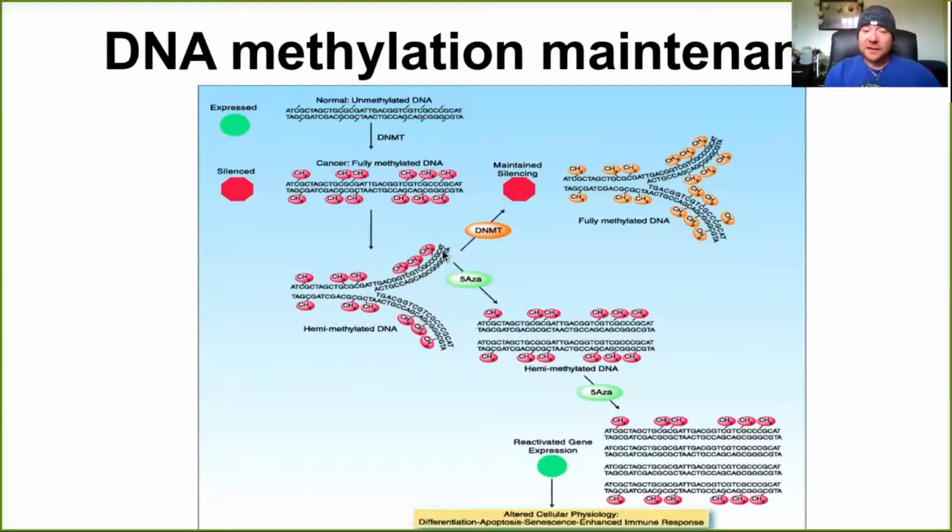Now, DNMT, what it does is it reads the parent strand. It looks to see if a strand is methylated, and then it places methyl on the opposite side, as you can see here. So we now have placed methyl groups on the DNA. So the daughter strand has now got the same methylation pattern as the parent strand. So that's fully methylated, and DNMT does that.